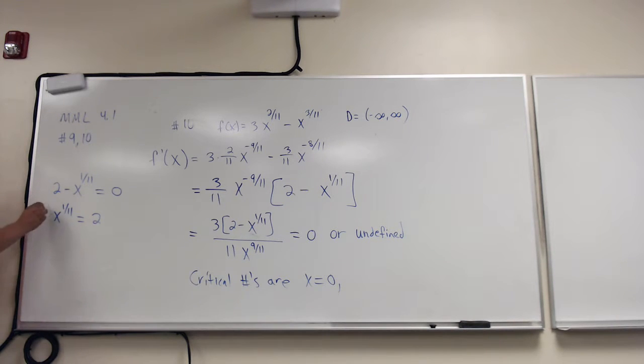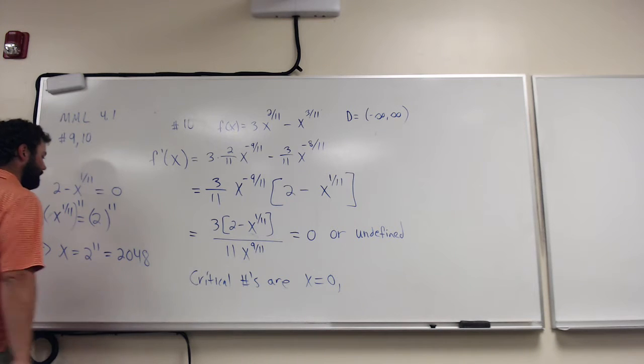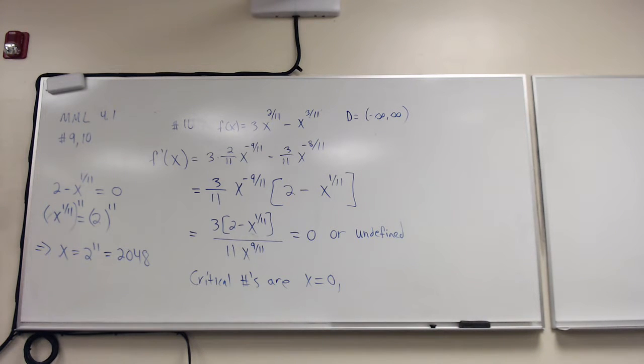And then anybody know the trick for how do I get rid of a fractional exponent? What power can I raise both sides to? So the 11th. Yeah, right, because when you raise a power to a power, you multiply the exponents. 1 over 11 times 11 would give me 1. So this implies the other critical number is 2 to the 11th, which I bet is giant, isn't it? 2048. Oh, it's not as big as I think. Well, I'll double check, but that sounds about right. I think 2 to the 10th is 1024.